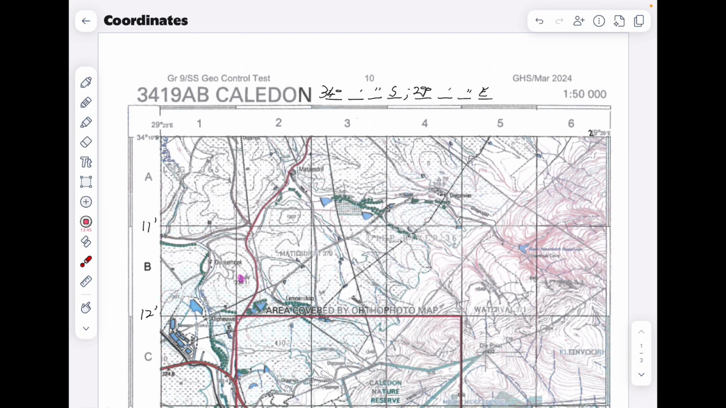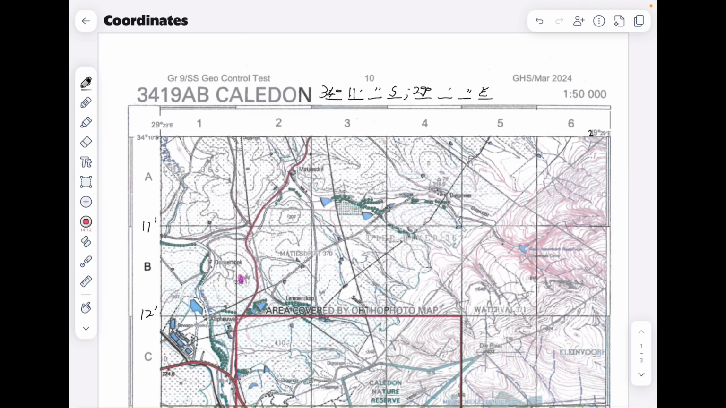Now, when you're stuck between two, you must always choose the smaller number because we're always working back towards the equator. It doesn't matter how close it is to this line over here. Even if it's nearly touching, we're still going to choose 11 minutes because we always choose the smaller of the two numbers. So then we're going to say it is 11 minutes.